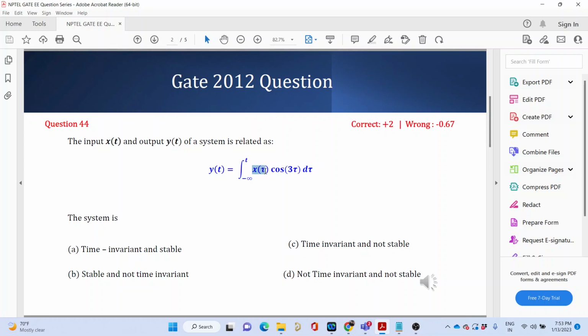Okay, can you put x of tau as cos of 3 tau and tell me what is the value that you are getting? Integrate it and tell me. It is simple, class 12 mathematics. You put x of tau as cos of 3 tau and multiply that with cos of 3 tau, integrate it from minus infinity to t, and tell me what result you are getting.